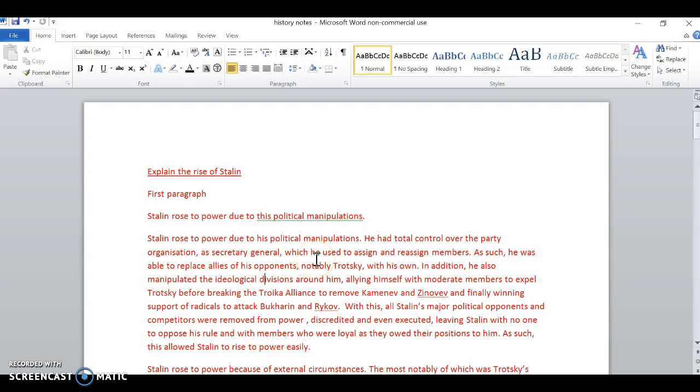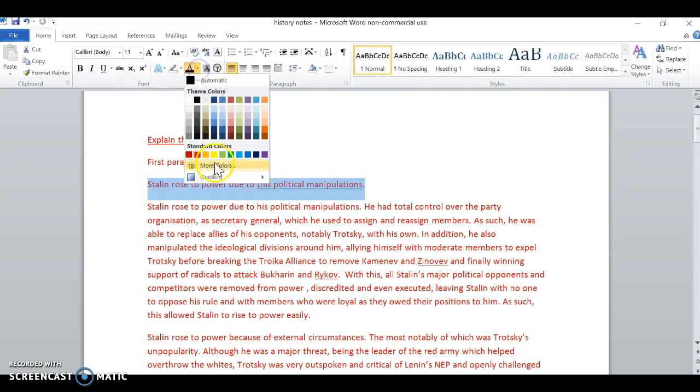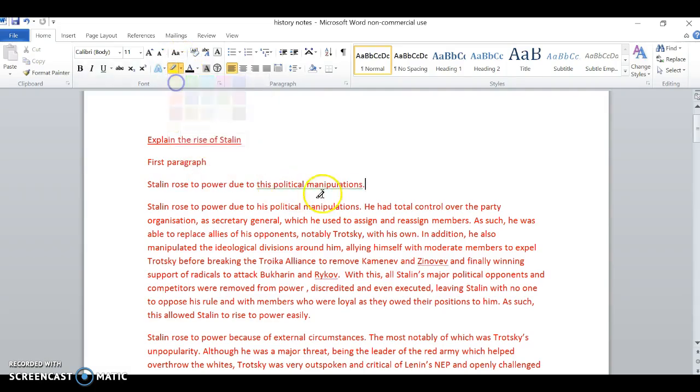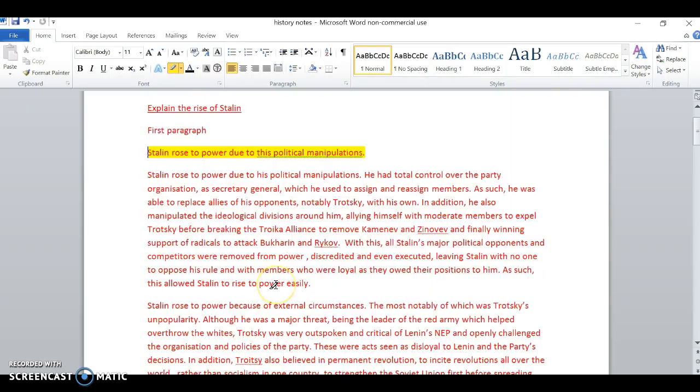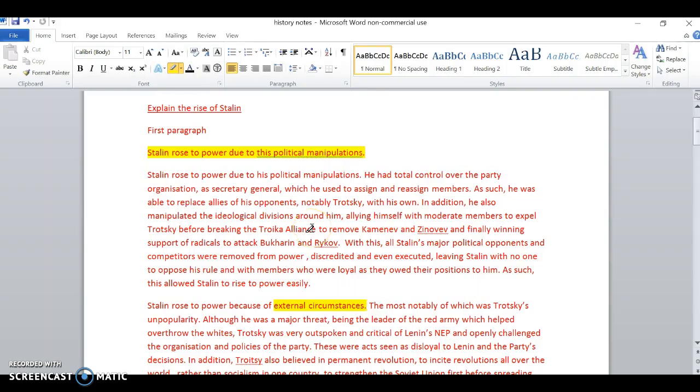Okay, so I'm going to go through this very quickly. Number 1, explain the rise of Stalin. If they ask you this way, your 2 points would be political manipulations. Okay, your second point would be external circumstances. So then you give all your points in summary.